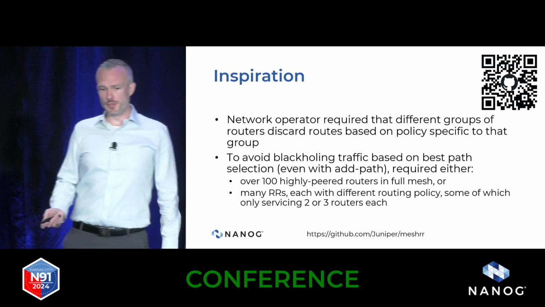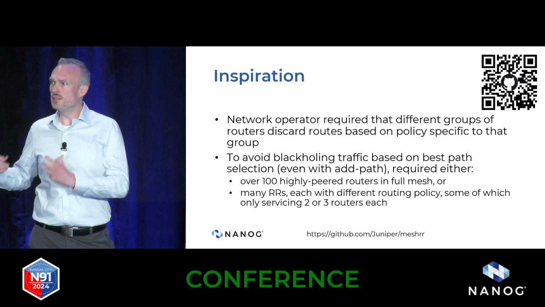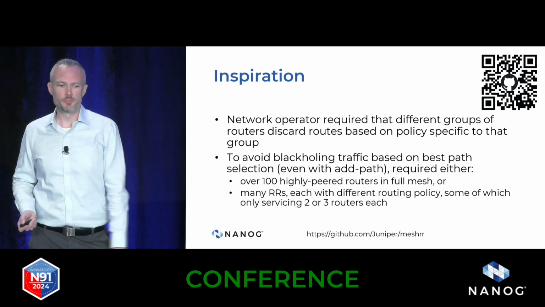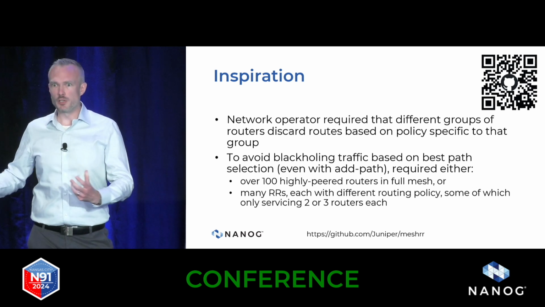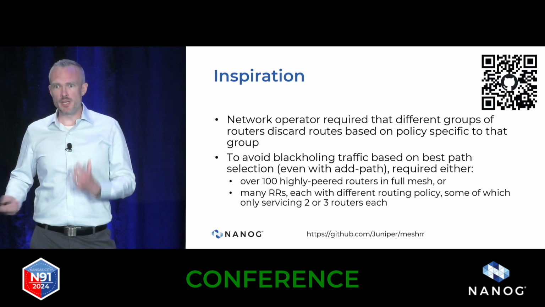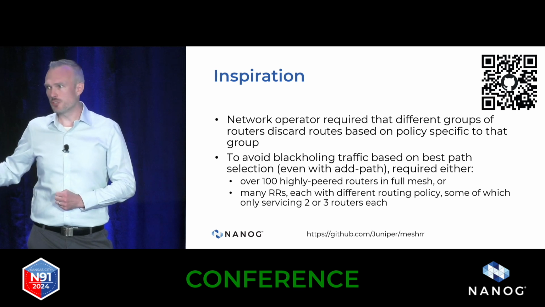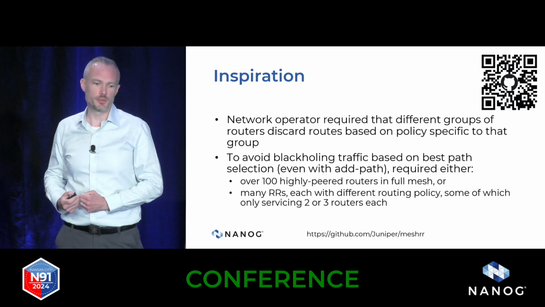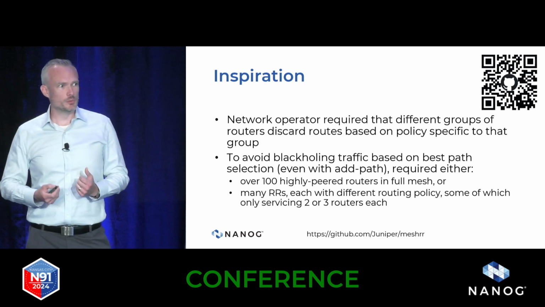So the inspiration for this was originally from one specific network operator where they had a requirement of having many different groups of routers that discard routes based on policies specific to that group. The implication here is that if I'm discarding routes within a group of routers and I have many, many copies of maybe the same route or different routes for the same prefix, I might actually black hole traffic if I'm discarding the routes that one view of the network from a couple of route reflectors choose to not share with me.